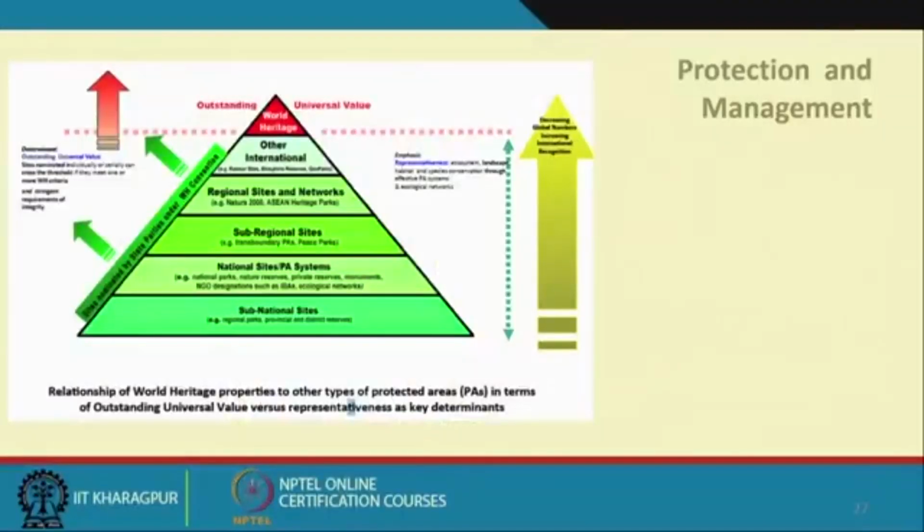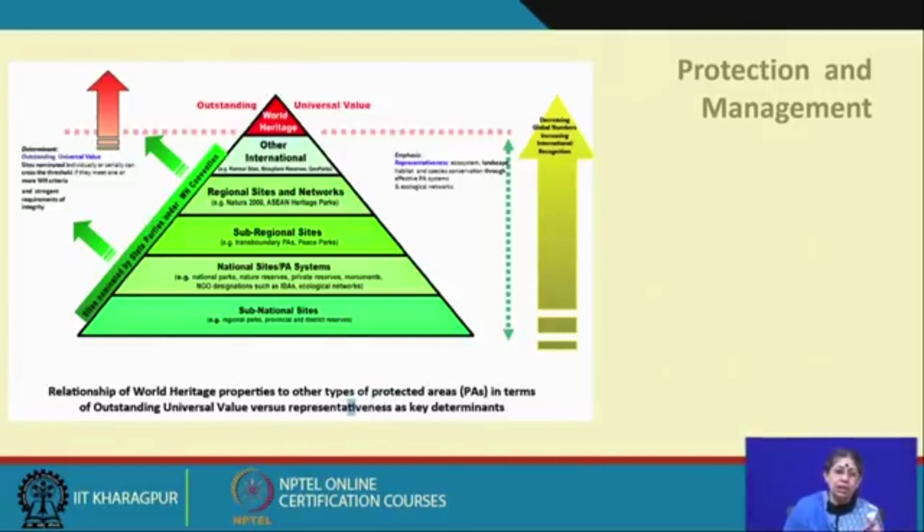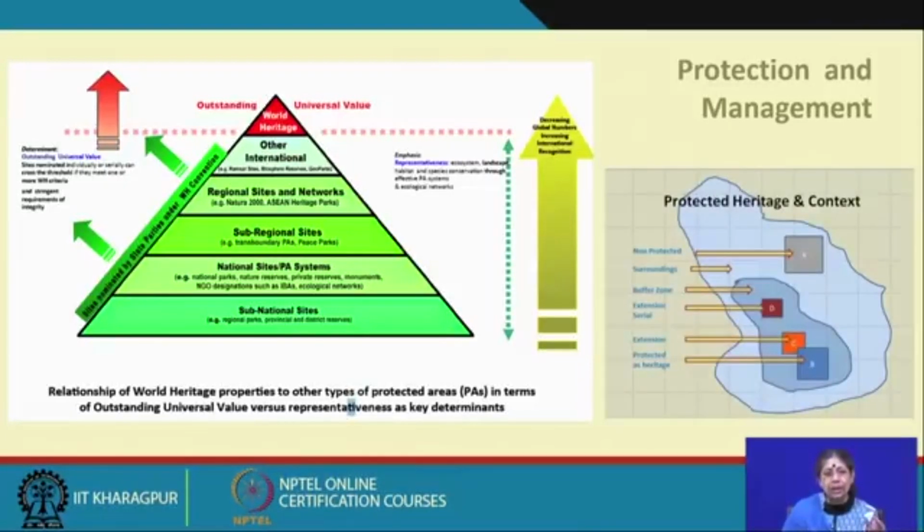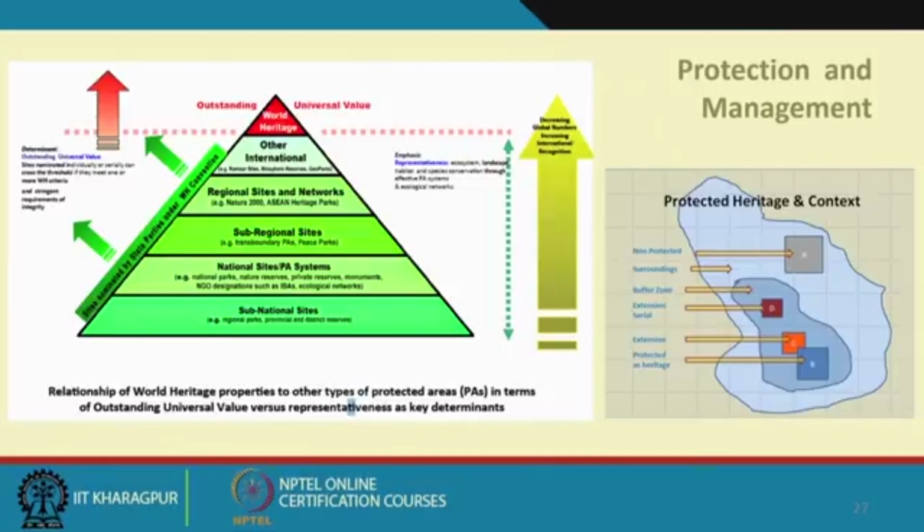Now, we have also said that the third pillar is protection and management. It is not only the World Heritage Sites; there are other types of properties which are also of value, either regional sites, sub-regional sites, national sites or local sites. We must understand these in a total context and in relationship to each other, and try to protect and manage them. That is what we will discuss in our next lecture, under the protection and management of World Heritage Sites in particular, but also in general the protection and management of heritage sites.